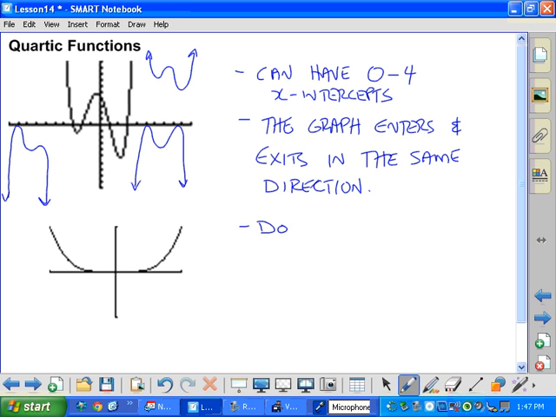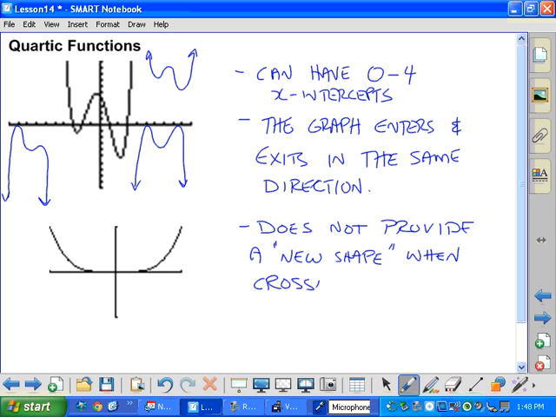Okay, so it does not provide a new, and I'll put that in quotes, shape when crossing the x-axis. And that's the key here, because now repetition begins. So there are a couple patterns or a couple things I want to wrap all and tie all together, and I'll do that in the next video.